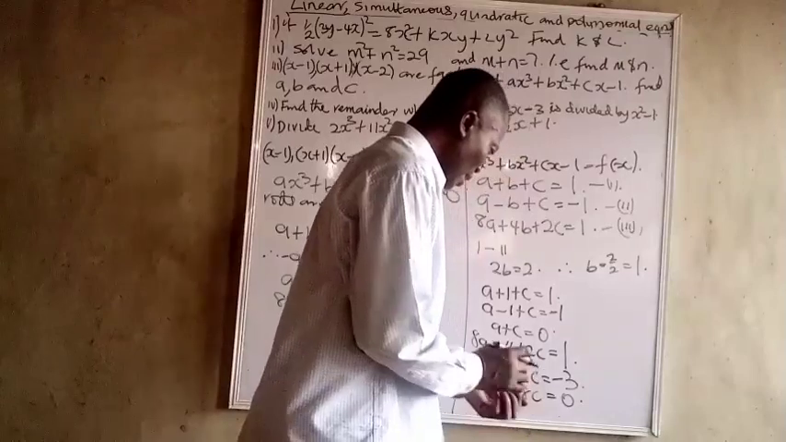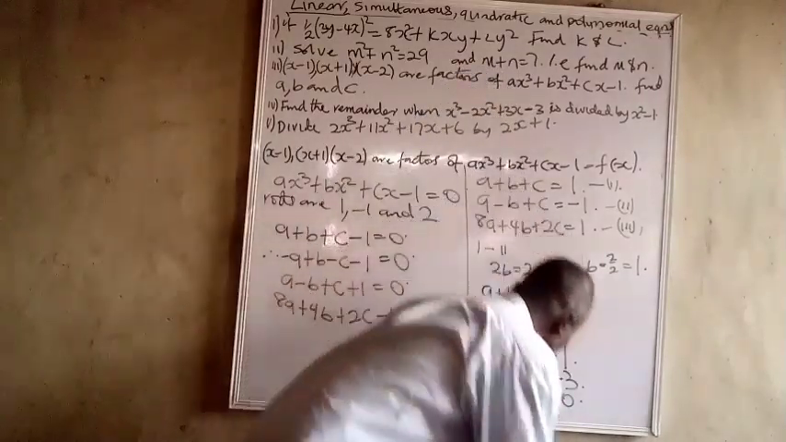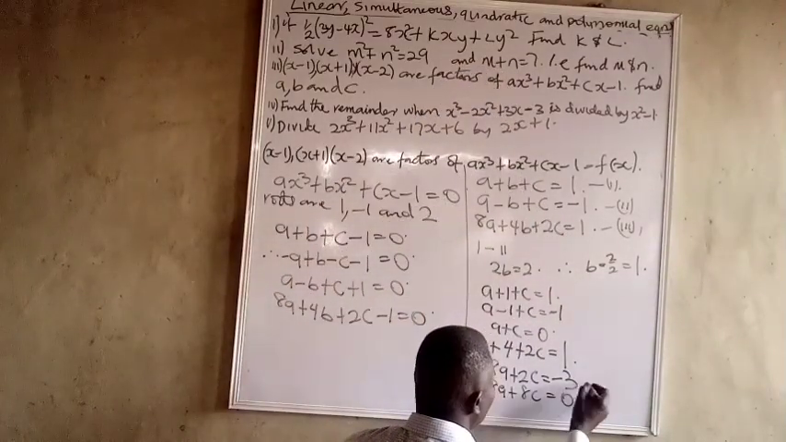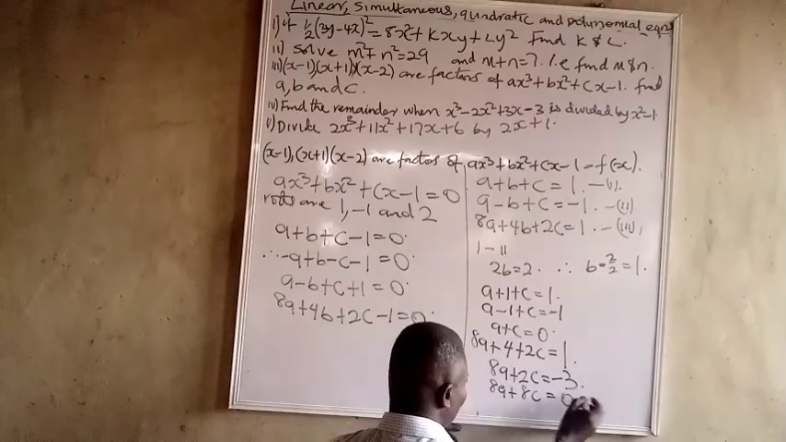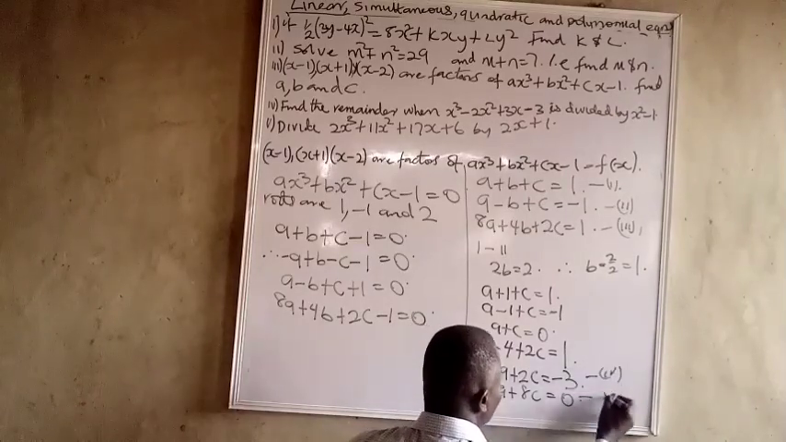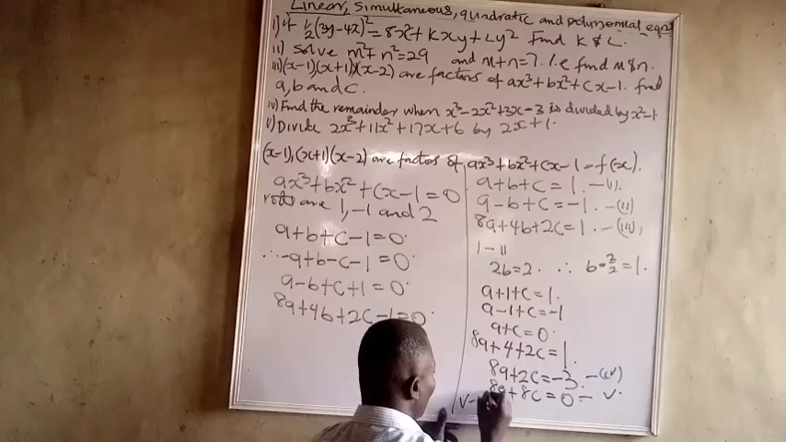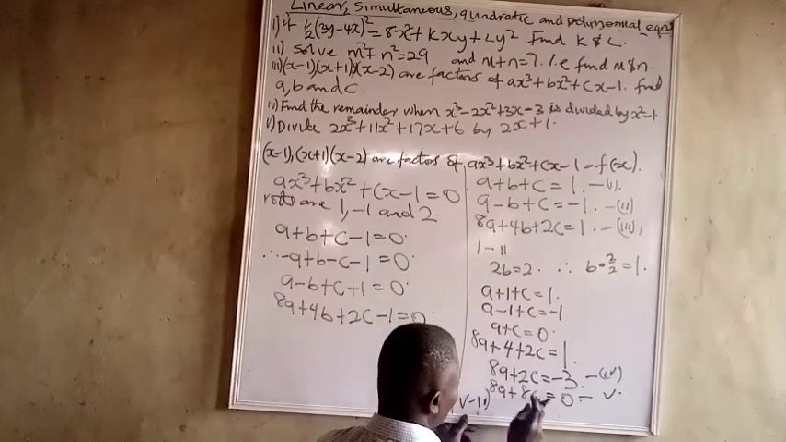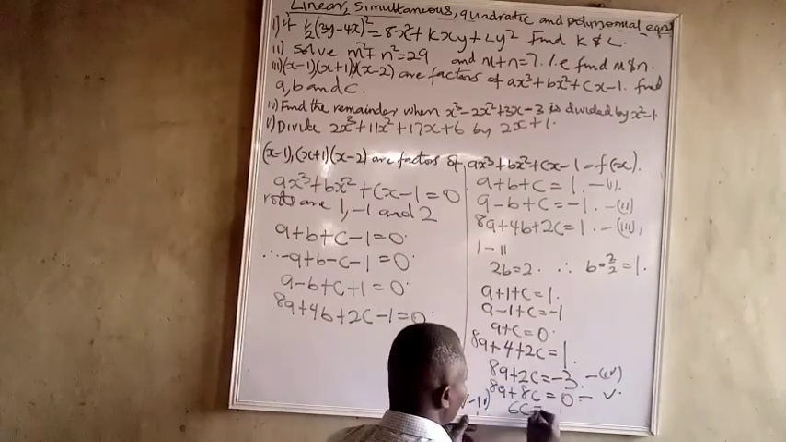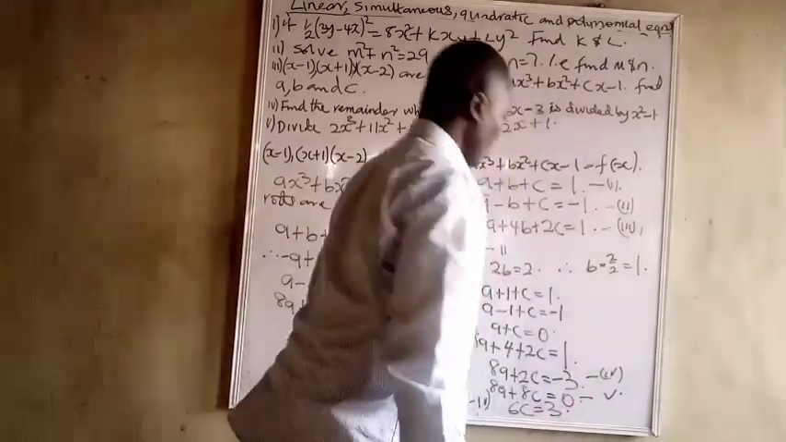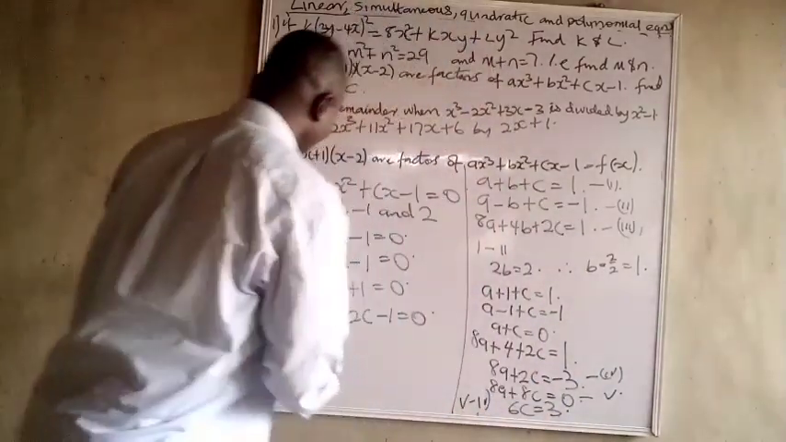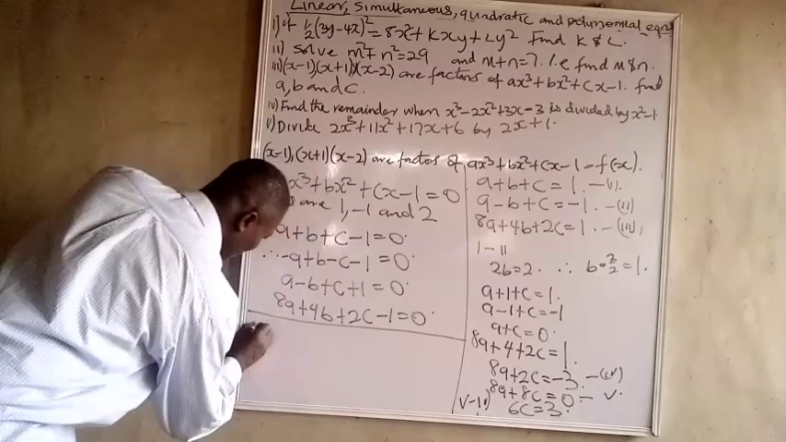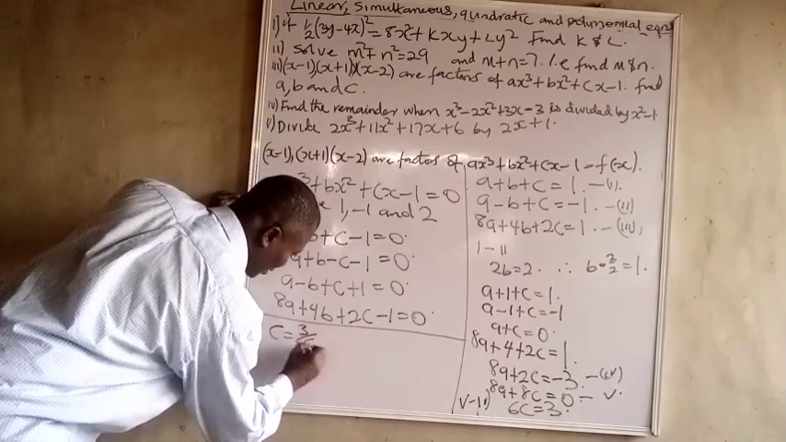Therefore, let me subtract this one from this place. So I have 6c here. Let me call this one 4, and this one 5. So 5 minus 4: this one minus this one is 0, this one minus is 6c, and 3. So you can see 6c is equal to 3. Therefore, c is equal to 3 over 6, which is equal to half.